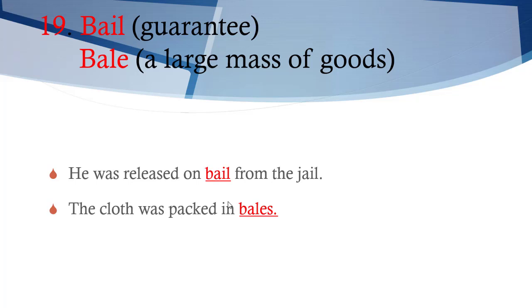Our next group of words is bail. Bail means guarantee, assurance. Whereas our second word of this group is bale. A bale is a large mass, a large body of goods packed together. So we can use our first word, bail, in a sentence as: he was released on bail from the jail. And our second word can be used in a sentence as: the cloth was packed in bales.